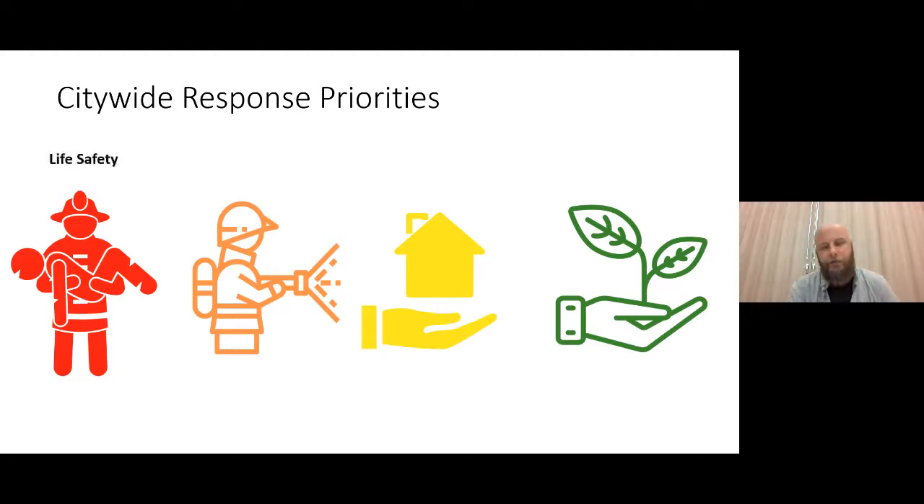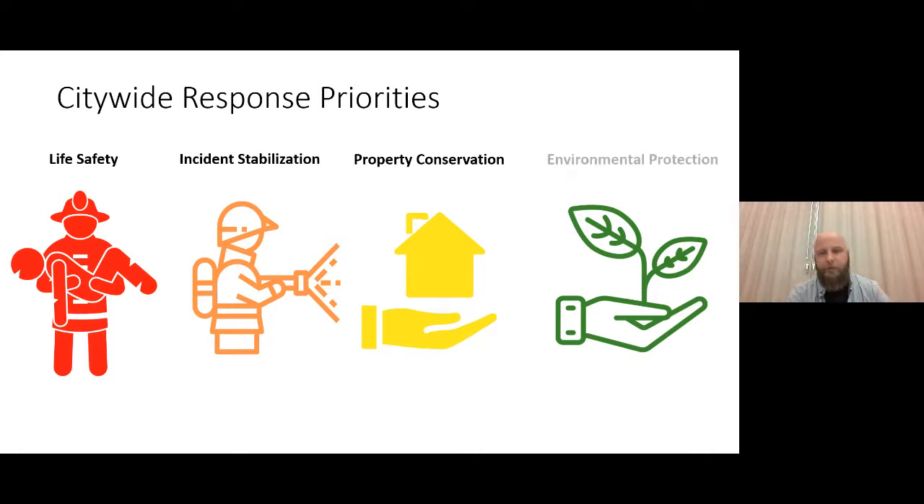So just at the highest level, when we talk about earthquake response and really the citywide response, and you'll find this outlined in our comprehensive emergency management plan, but also in the Earthquake Annex. When we look at citywide response priorities, these are the 4 things we look at, and it really is in this order. Number 1 absolutely is life safety. So our number 1 priority is saving lives. That is it. Number 2 is incident stabilization.